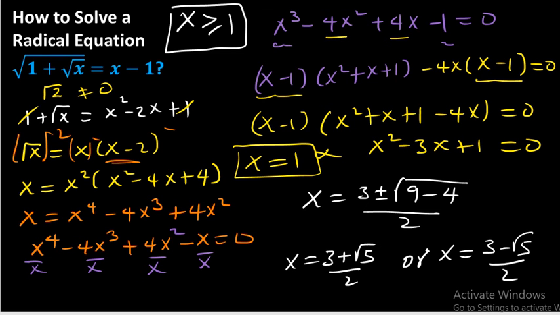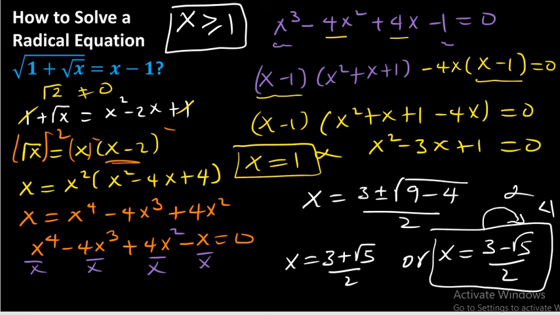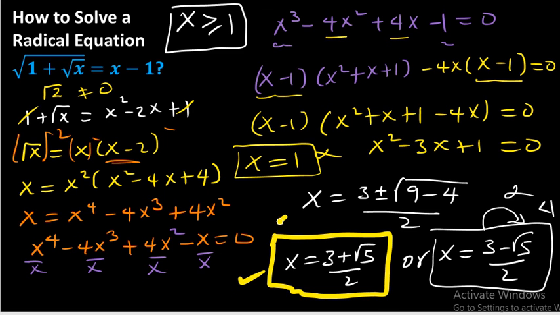over 2. But the second one doesn't work. The reason is our domain should be greater than or equal to 1. And here, if you subtract 3 minus square root of 5, square root of 5 is about 2 point something. When you subtract, it will be like 3 minus 2 point something, like 0 point something, divided by 2. It will be less than 1, obviously. So it doesn't work. But the first answer, x is equal to 3 plus square root of 5 over 2, will be the final answer. This is our solution set.